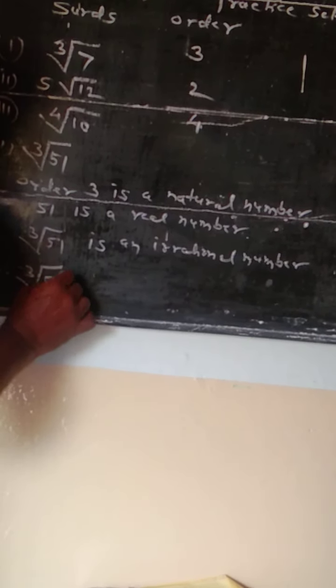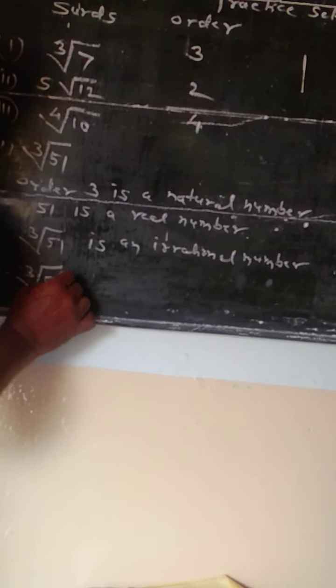Then the remaining ones: cube root 81 and fifth root 81 are surds. But root 256 is not a surd because root 256 equals 16. Cube root 64 is also not a surd because cube root 64 is 4. Root 22 upon 7 is a surd.